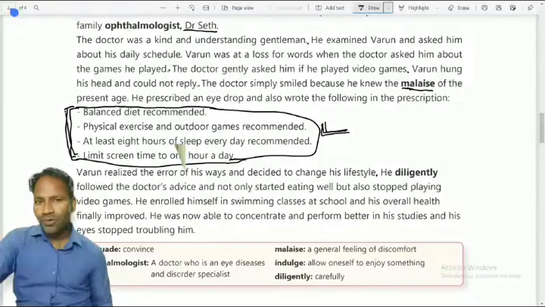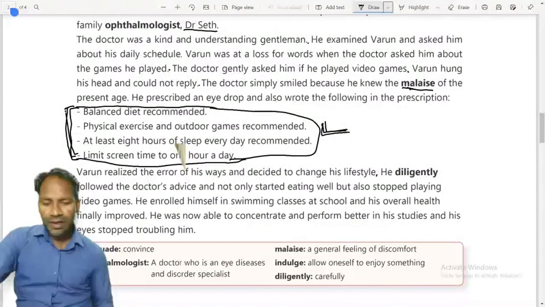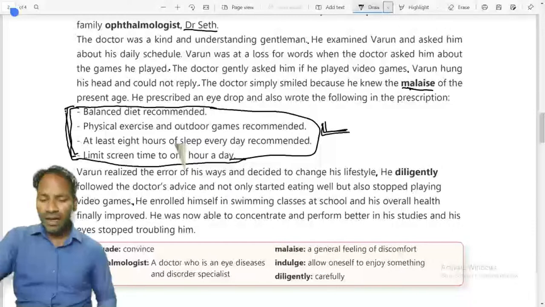So Varun faced such a difficult time. He diligently followed the doctor's advice and not only started eating well, but also stopped playing video games. Varun was wise and a clever child, and he understood that because of video games these things were happening to him. He completely threw away all his video games and moved back towards his earlier life.